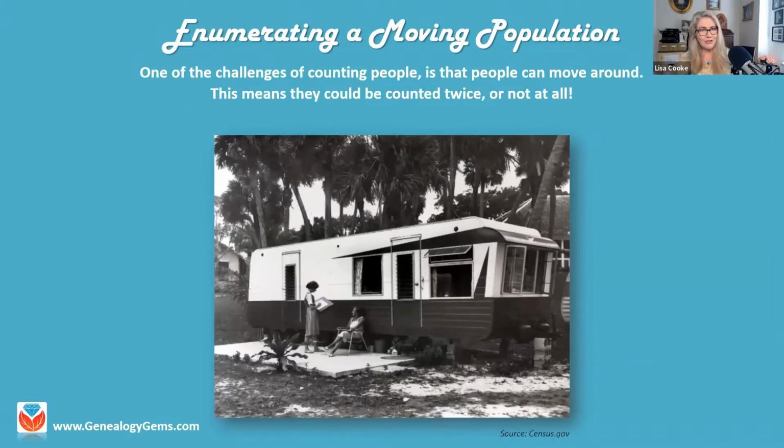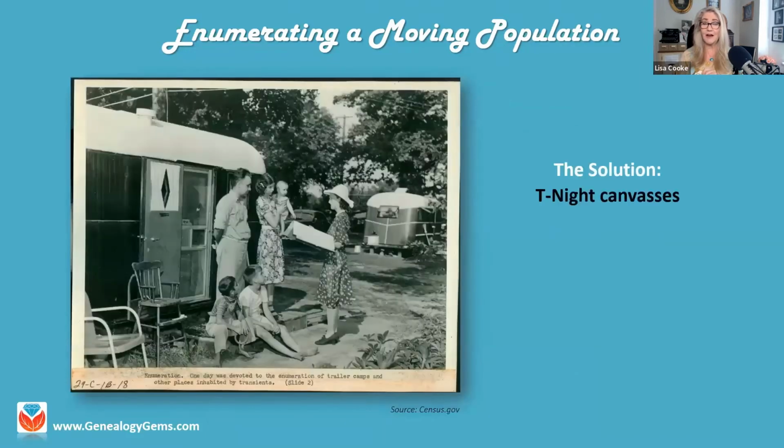But of course, one of the big challenges is, particularly in 1950 post-war, people are moving around, right? They're more mobile than they've ever been. And that means you might miss somebody. And again, before we jump to the conclusion that our relatives just got missed and that's why we can't find them, they actually may still be there. And this may be one of the reasons.